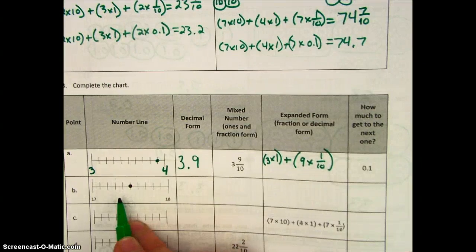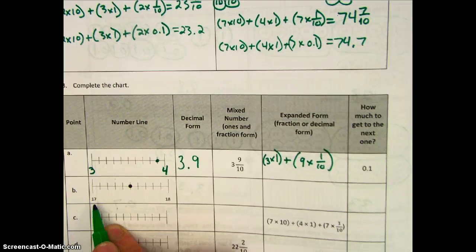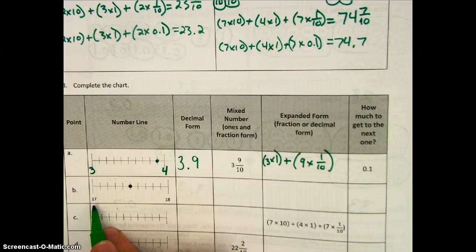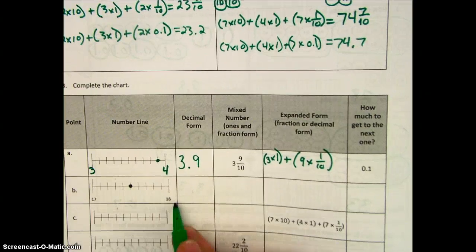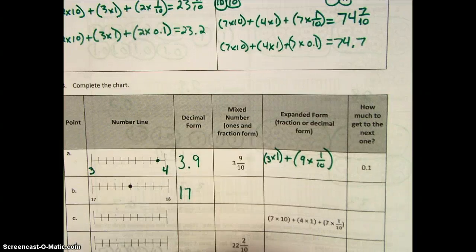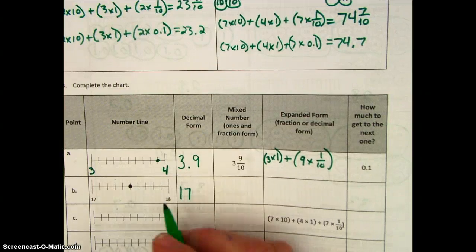Now, our next one, you can notice they're giving it to us as a number line. We need to fill out the rest of the chart. So you can see that we're dealing with a number between 17 and 18. So that means my whole number is going to be 17. I'm more than 17, but I'm less than 18.